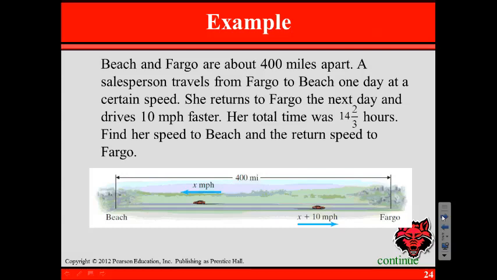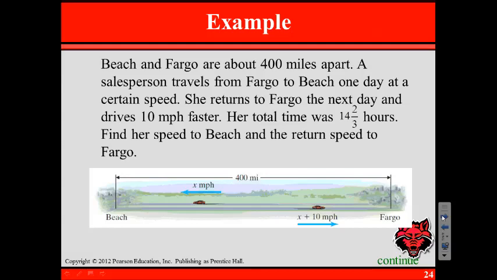Let's try one more example. Here we are told that Beach and Fargo are about 400 miles apart. A salesperson travels from Fargo to Beach one day at a certain speed. She returns to Fargo the next day and drives 10 miles per hour faster. Her total time was 14 2/3 hours. Find her speed to the beach and the return speed to Fargo.